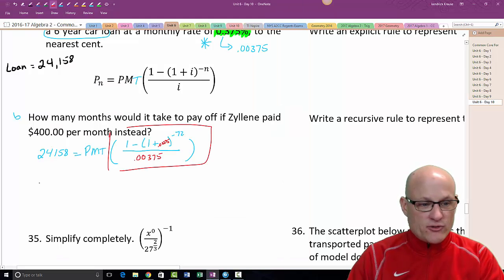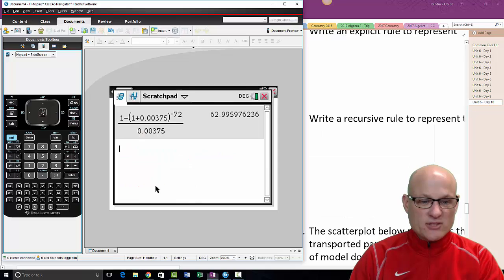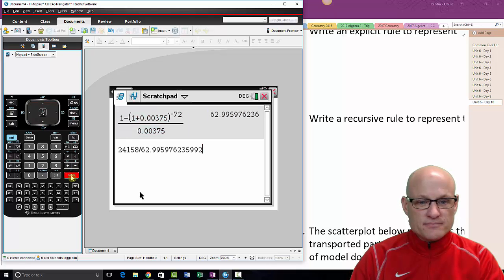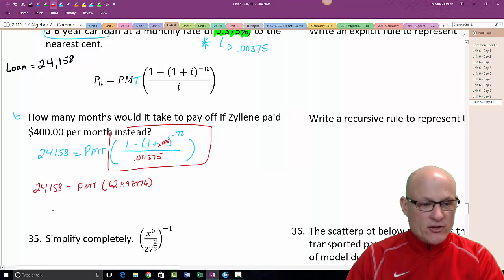Now, what I have here is 24,158 equals my payment times 62.99. Don't round early. 5976, close enough, because all I need is 2 decimals. So I'm going to take 24,158 and divide it by this, and I get 383.48. So my payment is going to be 383.48. Notice it didn't tell you where to round, so that's my monthly payment.